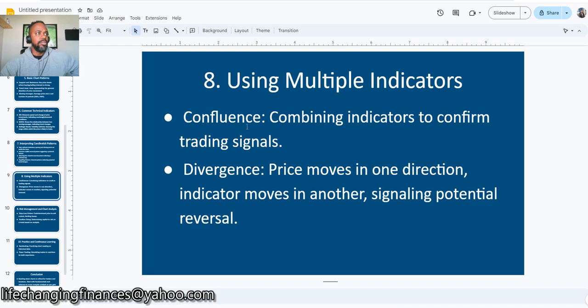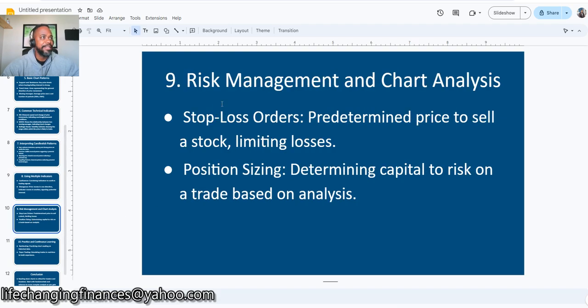Okay, now you can use multiple indicators, of course. So confluence is combining indicators to confirm trading signals, and then you've got divergence, which is when price moves in one direction and the indicator moves in another, signaling potential reversals. Okay, now risk management and chart analysis. So stop loss orders, a predetermined price to sell a stock, limiting losses, and then position sizing, determining the capital to risk on a trade based on analysis.